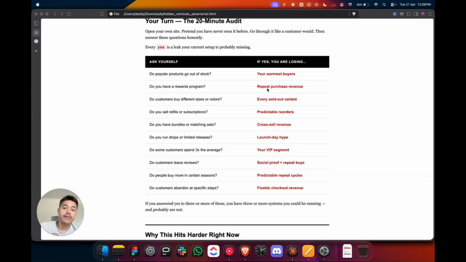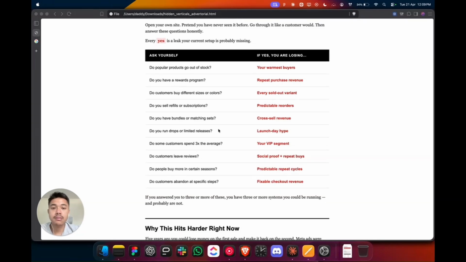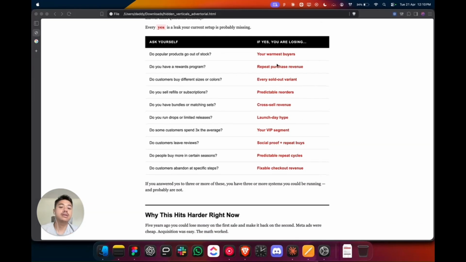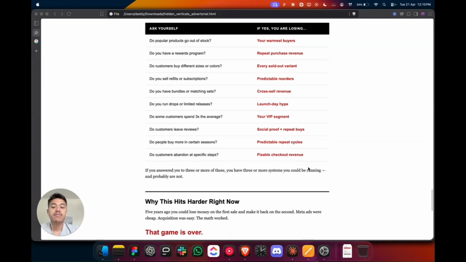If you have customers that want different shoes or different colors, then you're losing every sold out variant. So these are just some questions that you can ask, and if yes, you're losing all these things in your store. And these are very important things that might be separating you, like I said, from a 100K brand or a 50K brand to brands that are doing more than 300K, 400K per month, right? You have 3 or more systems you could be running, and you are probably not, right?